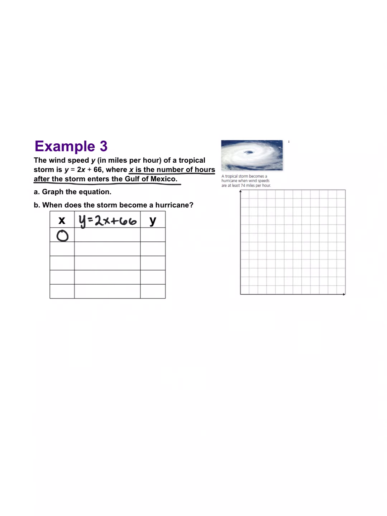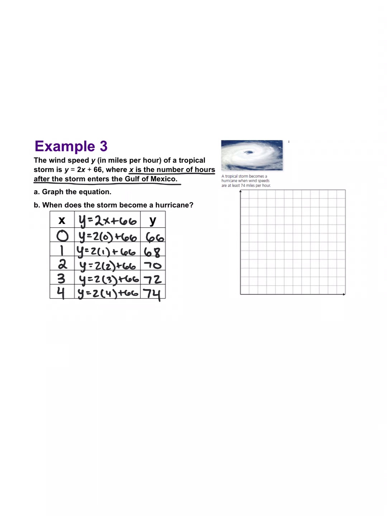So this would be 0 hours after the storm enters, 1 hour after, 2 hours, 3 hours, and then 4 hours after the storm enters the Gulf of Mexico. Since this is a word problem, we have to look at what our x values actually mean. So we can go ahead and fill out the rest of the table now. We can do y equals 2 times 0 plus 66, which we know gives us an answer of 66. So go ahead, pause the video, fill out the rest of the table.